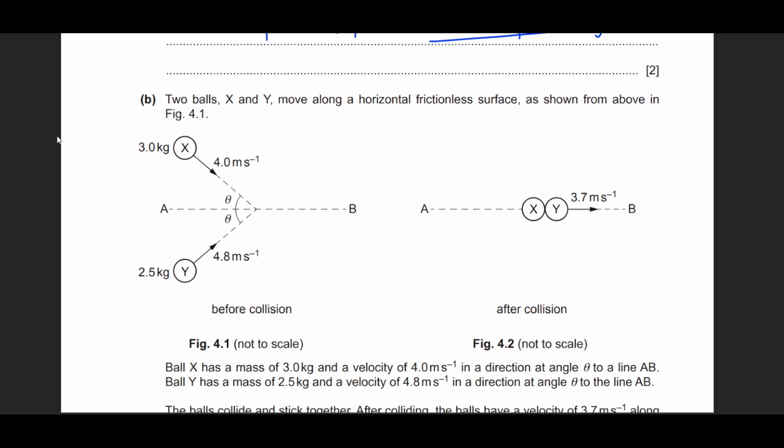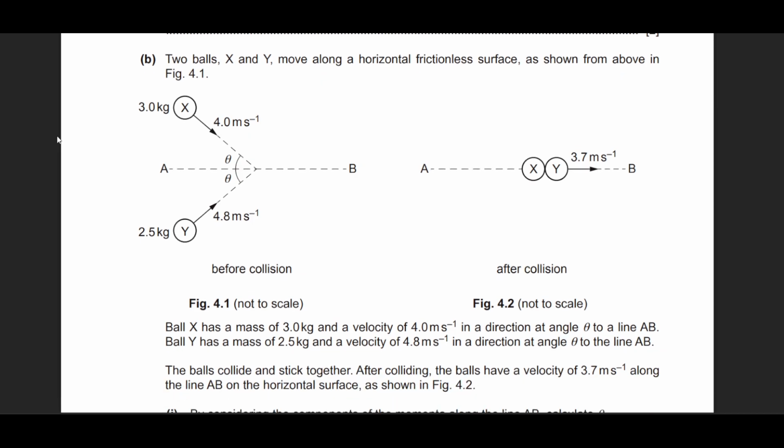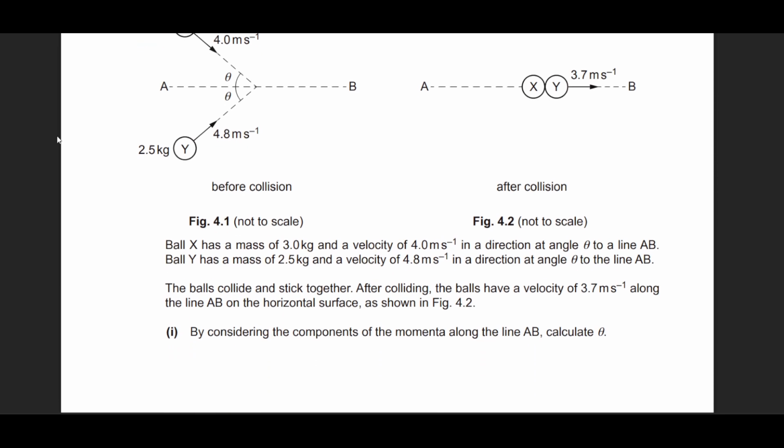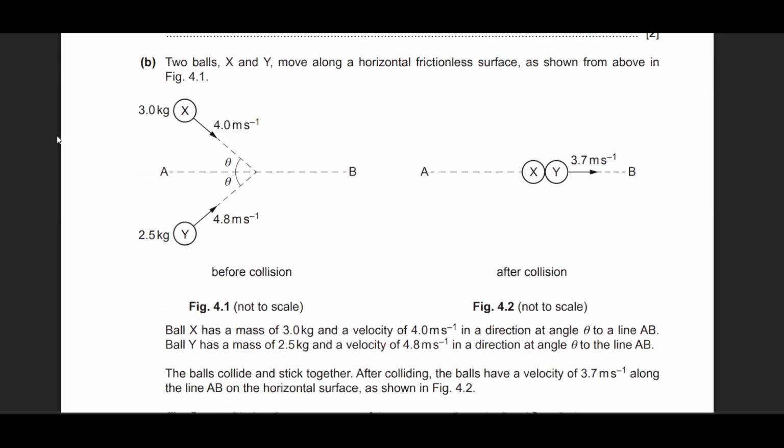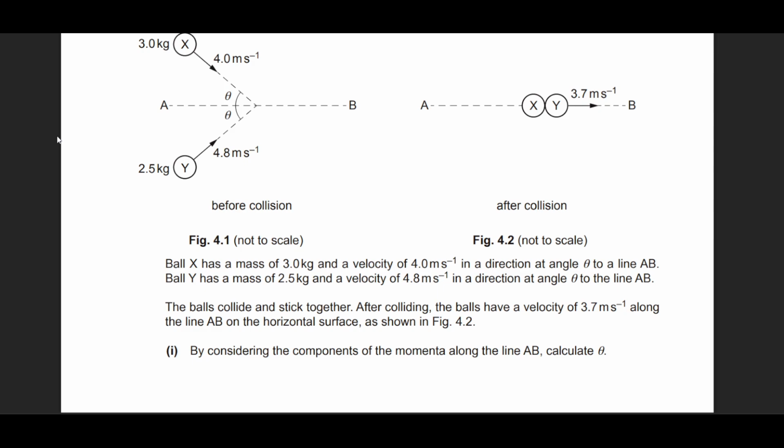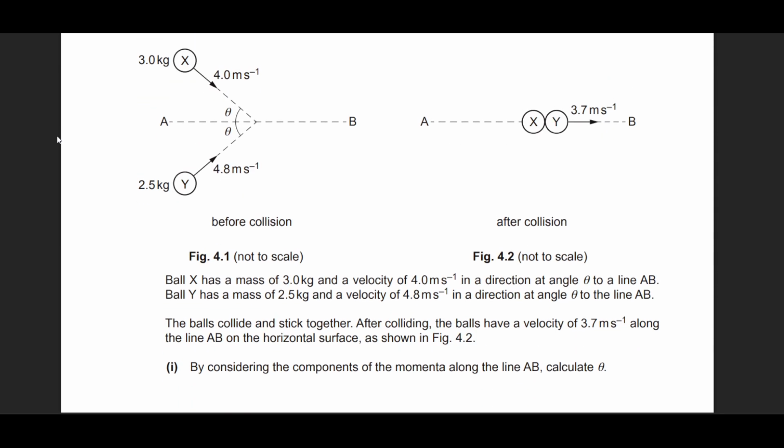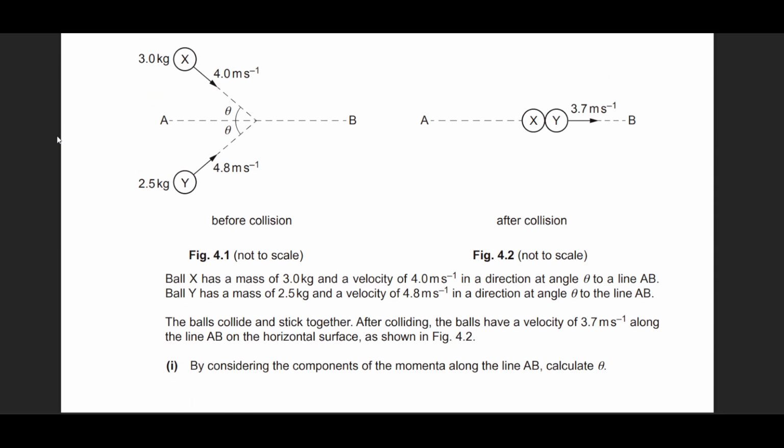Okay, so we move on to part B, that is 2 balls X and Y, moving on a horizontal frictionless surface. The ball X has a mass of, okay, so they have different masses, different velocities, and everything is given in the question in terms of the diagram as well. So then they stick together. When they stick together, this is 100% an inelastic collision. This is my prediction before, or you can say a trick point before we proceed with the question.